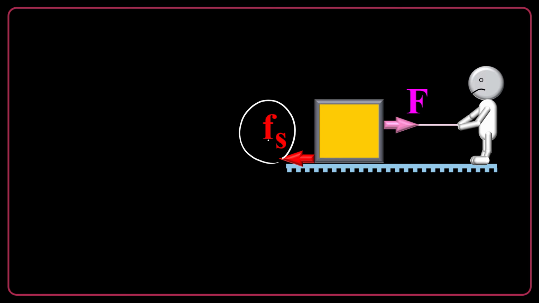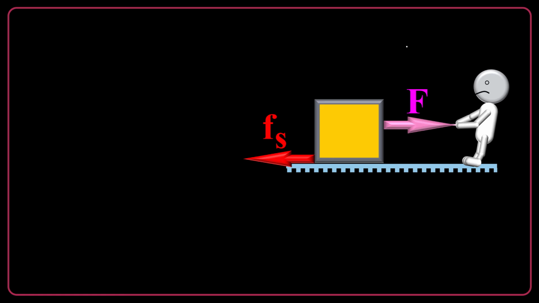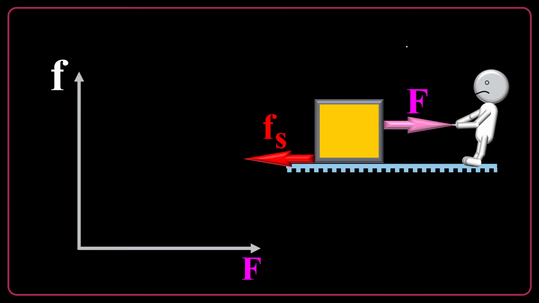Let's summarize. I have an object, a box at rest, and I pull the object with a force of F. Fs will adjust itself exactly equal and opposite to F. So if I pull the object with a larger force, Fs immediately will be larger, larger, larger and equal to my force. So if I draw a graph like this, here I put the friction, it could be static friction, dynamic friction, whatever. And this is my pulling force, okay?